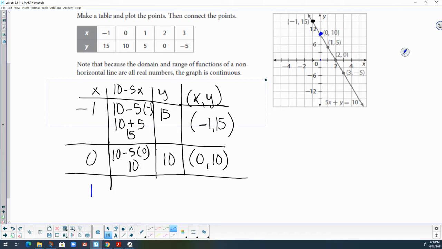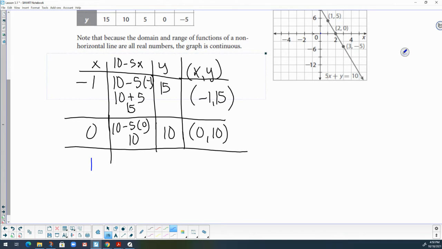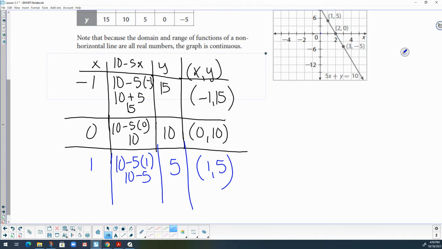So I would substitute 1 in for x. So again, 10 minus 5 times 1. So this is 10 minus 5, and that is 5. So this next ordered pair is 1, 5. So I would go over here to 1, and then I would plot 5. So you can kind of see this is just an input-output is what this is.